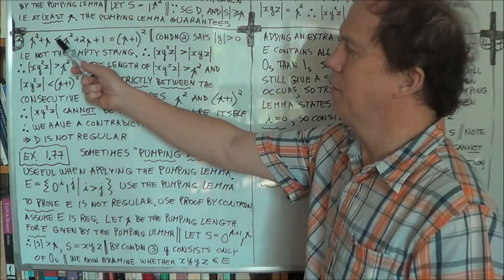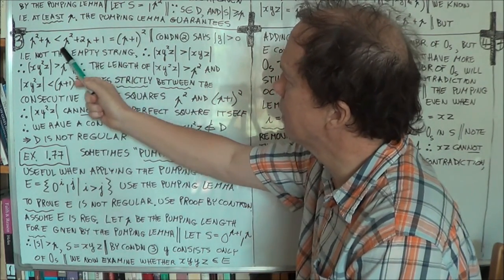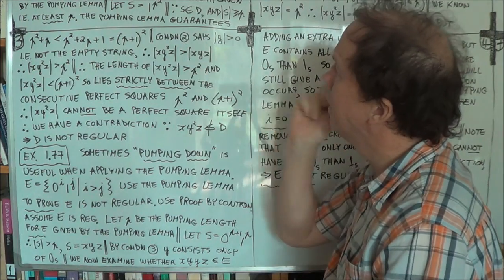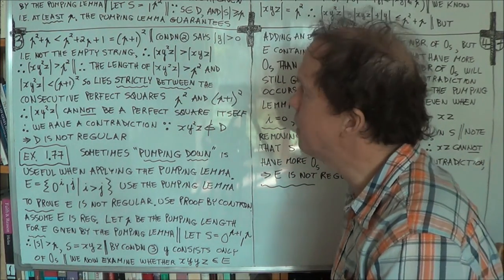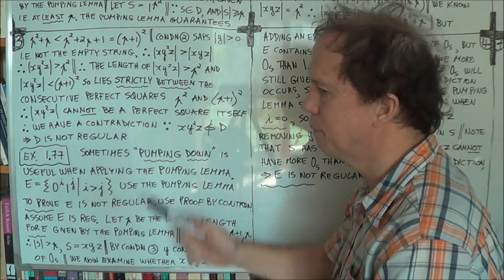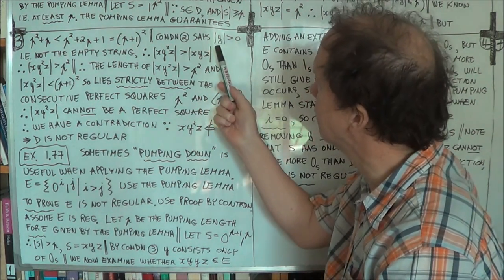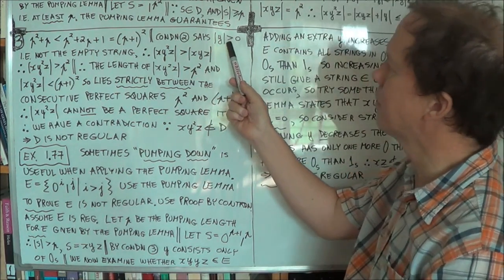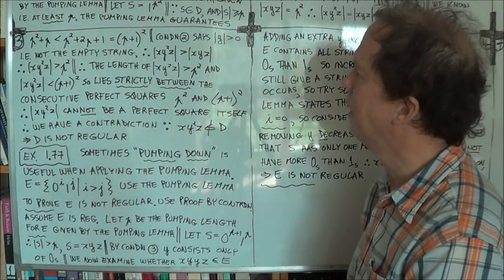Right, so here's what I've just been saying. So p squared plus p is less than p plus 1 all squared. Now the second condition of your pumping lemma says that the size of y is positive. Right? It's not 0 or negative, it's positive. So the size of y is greater than 0. In other words, it's not the empty string.